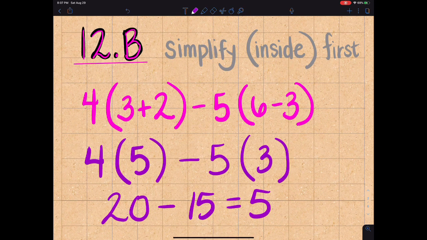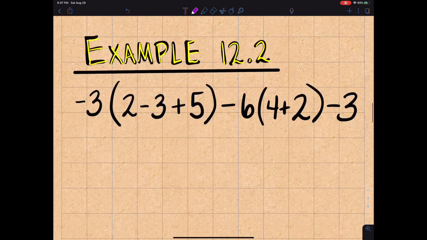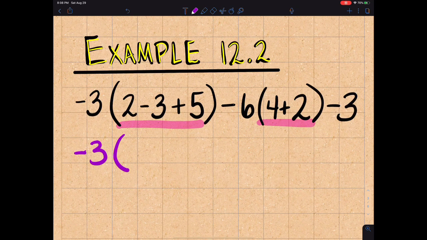Okay, let's do example 12.2. This one comes next on page 55, and this is a longer equation, so it's a little more complicated, but we can do it because we can do what's inside the parentheses first, then simplify from there, okay? So negative 3, I'm going to bring down those parentheses.